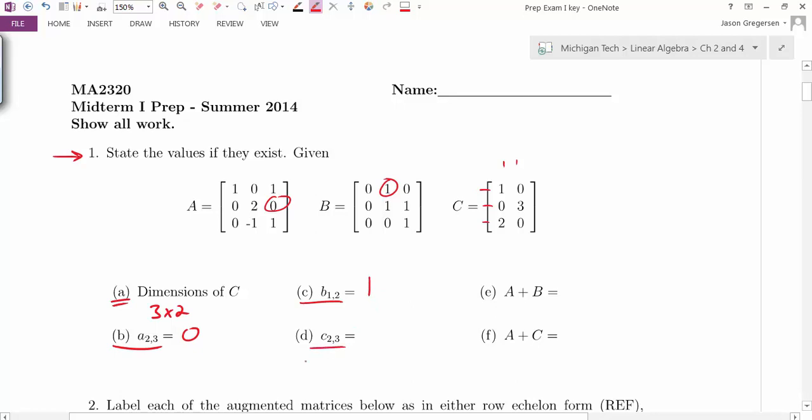D says go to the C23, so that's second row, third column. So that one looks like it does not apply because there is no 2, 3 position of the matrix C.